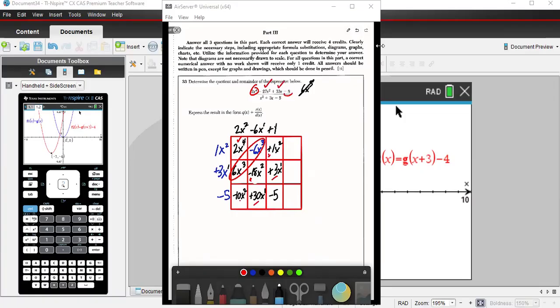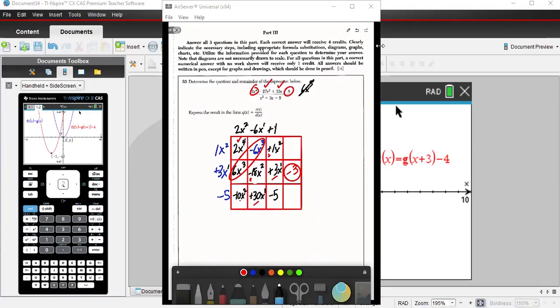Now, do we have a negative 8? No, we don't. We just have a negative 5. So that means we need to add a negative 3 in there someplace. Now, there's nothing that we can do to come up with a term here. So this is going to be the remainder.